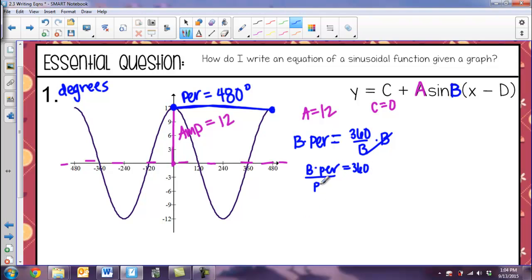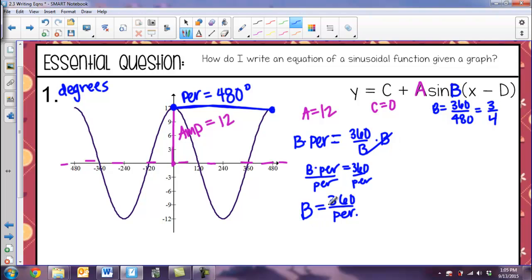I'm going to divide by the period and find out my value of B is going to be 360 divided by the period. So it's almost the same expression that we used before. You just take 360 and divide by how long you know your period is. So in this case, my B is going to be 360 divided by how long it takes to complete a cycle, which is 480. And I can simplify that down, and that would simplify to 3/4.